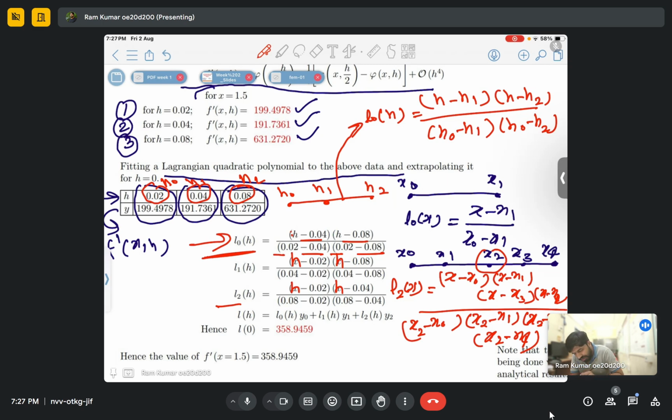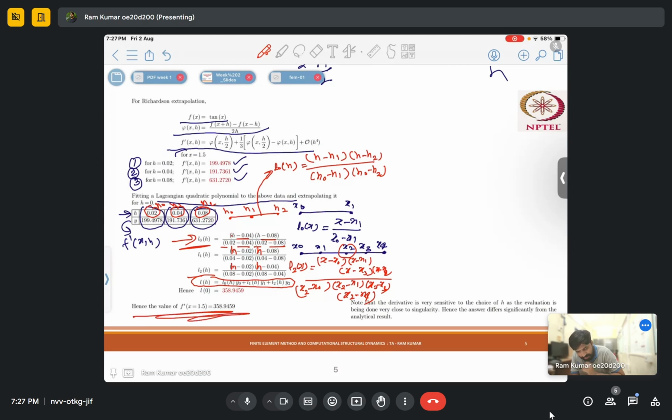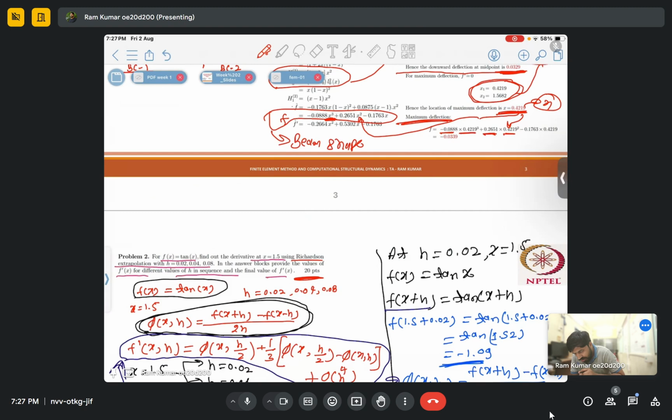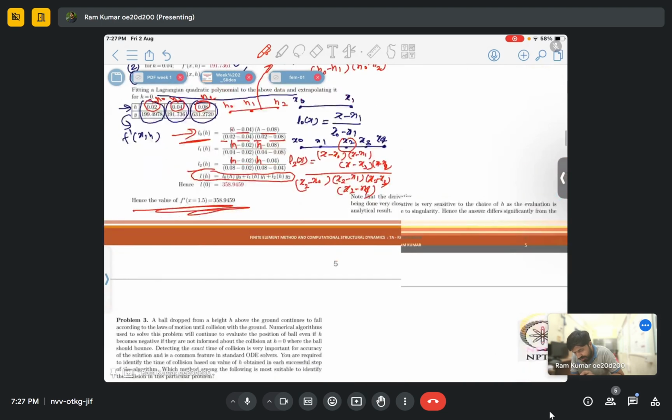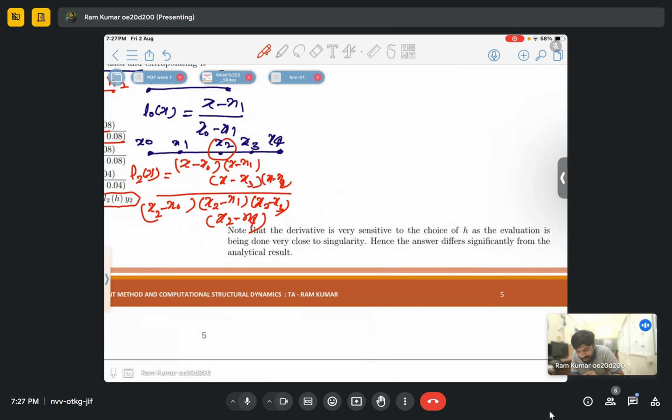Okay. Now by summing all these, we will get L node y node plus L1 y1 plus L2 y2. So at x equal to 1.5, this will be our L node H. And what we have to calculate? Okay, that one we have to find. Hopefully you are getting it. But note that the derivative is very sensitive to the choice of H, as the evaluation is being done very close to the singularity, hence the answer differs significantly from the exact answer. This is just a note.